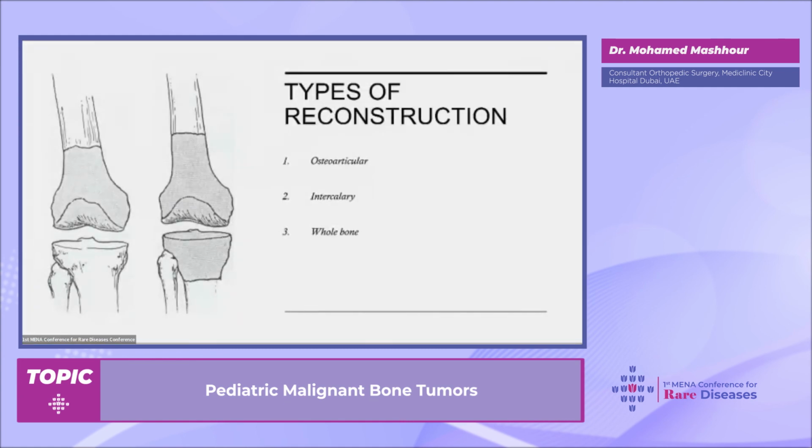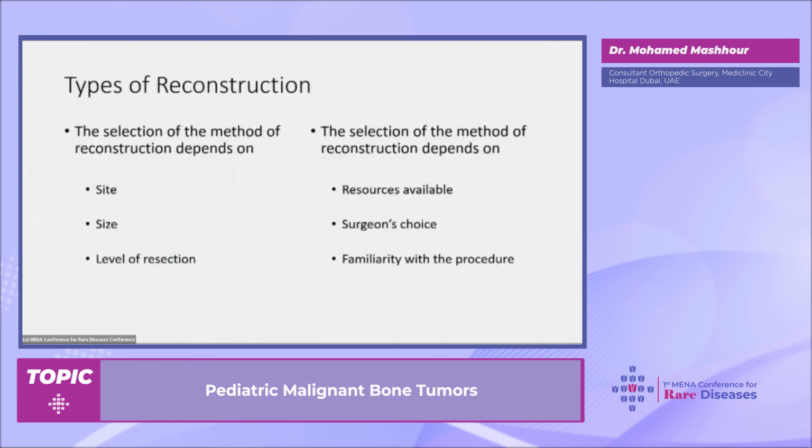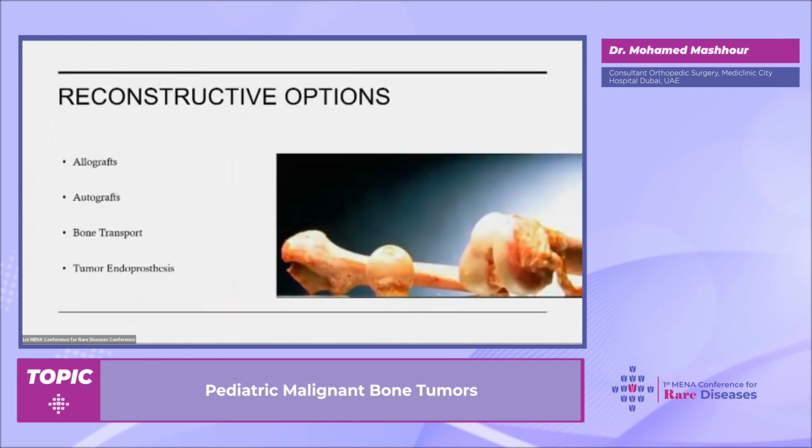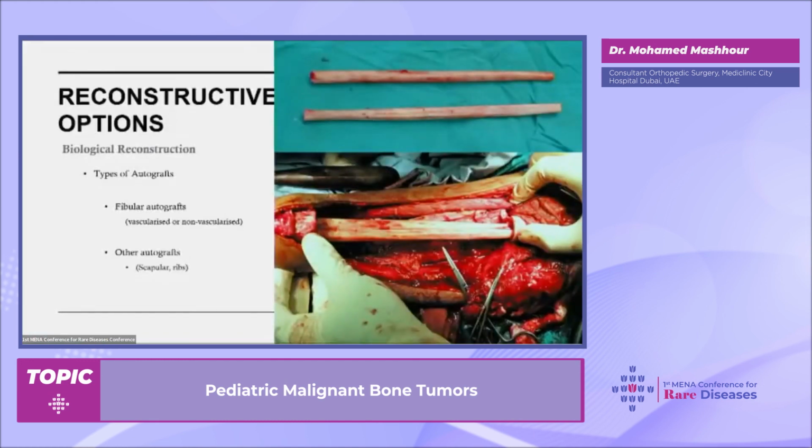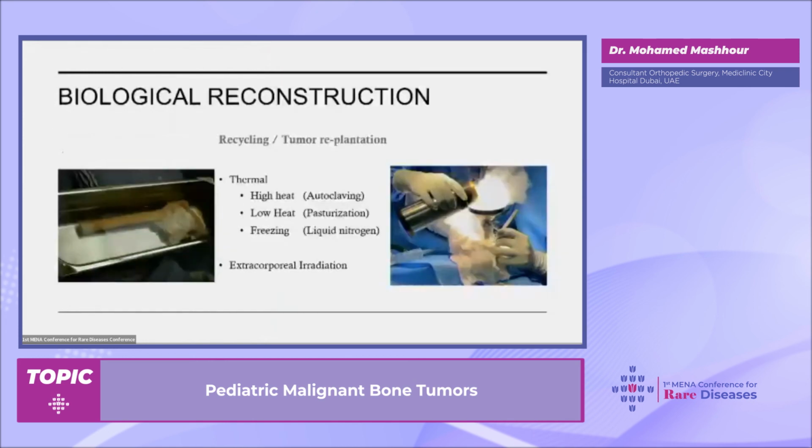We do different types of resection, which are osteoarticular, intercalary, and whole bone reconstruction. It depends on the size and level of resection, resources available, and surgeon preferences. For the biological, we have allografts, autografts, bone transport, and endoprosthetic replacement. Allografts are from bone banks, and they're very durable and very biological, but they have their problems. Autografts are from the patient's same host bone, and they can be durable, but with more morbidity and comorbidities.